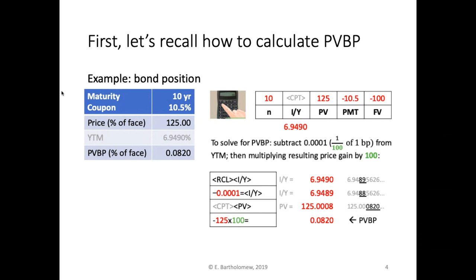We subtracted 1/100th of a basis point so that we can make a precise measure. We put that back into the IY field and recalculated the price, and we got 125.0008, and it's actually more than that, it goes out to other decimal places. We subtracted the original price, and we multiplied by 100 because we had done the shift of 1/100th, and we want the shift to be for 1 basis point. So that's how we got our 0.0820.